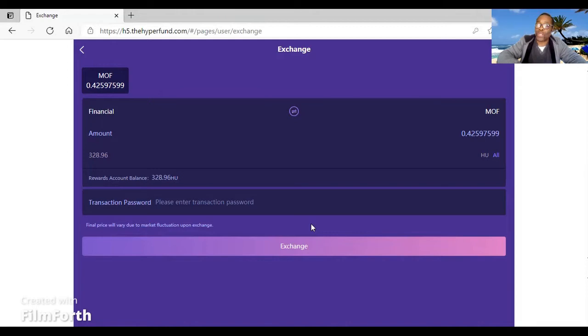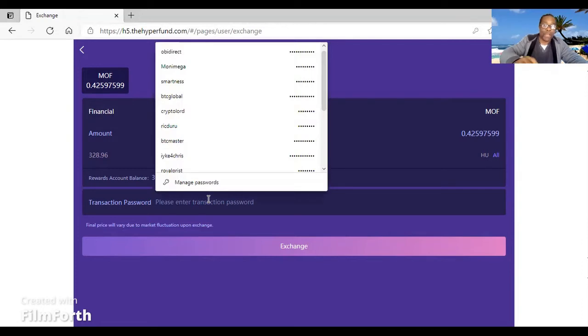So that's why it is good not to just make withdrawal once it reaches 50, because the person that withdrew 2000 HU will pay the same three units like somebody who is just withdrawing 50. So it makes sense to allow your reward to accumulate. Okay, so what I'm gonna do here now is to put my transaction password.